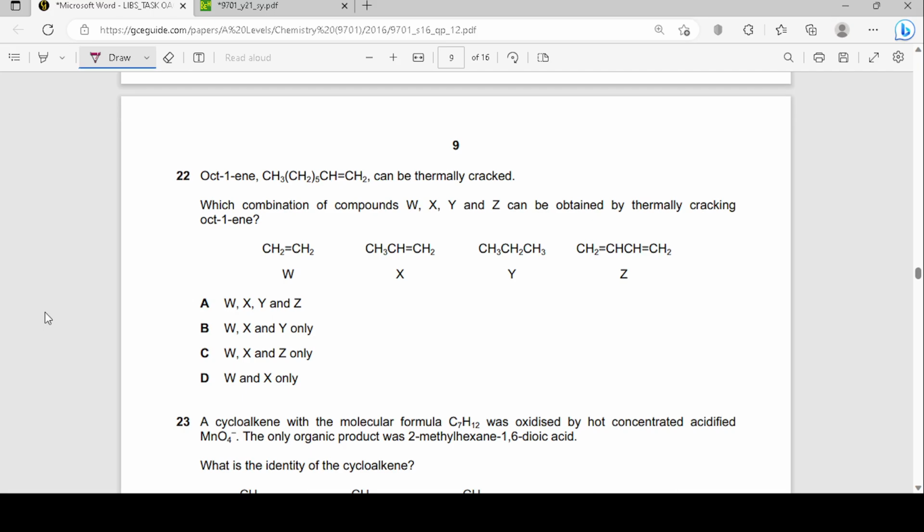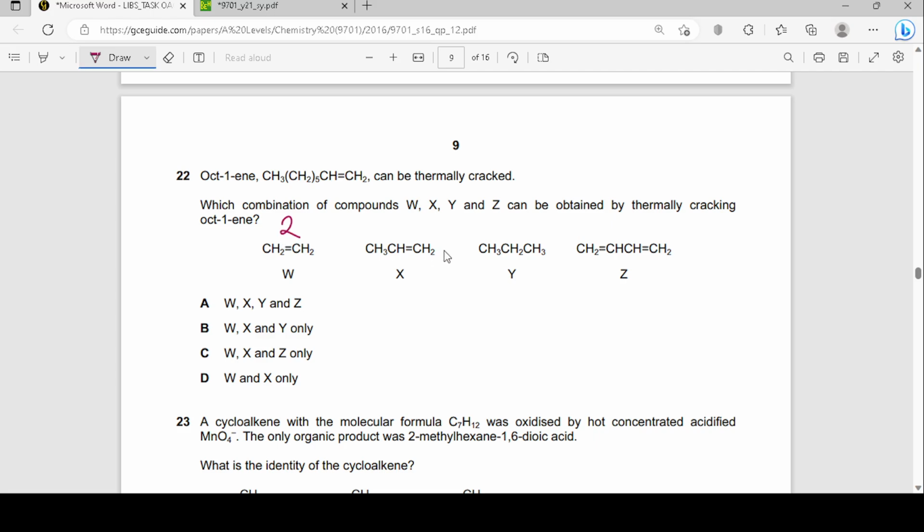Oct-1-ene, CH3(CH2)5CH=CH2, can be thermally cracked. Which combination of compounds W, X, Y, and Z can be obtained by thermally cracking oct-1-ene? So basically, oct-1-ene has 8 carbon atoms, right? 1, 2, plus 5, 7, and 8. Yeah, it has 8 carbon atoms. So as long as the carbon chain is shorter than that, the product should be possible.